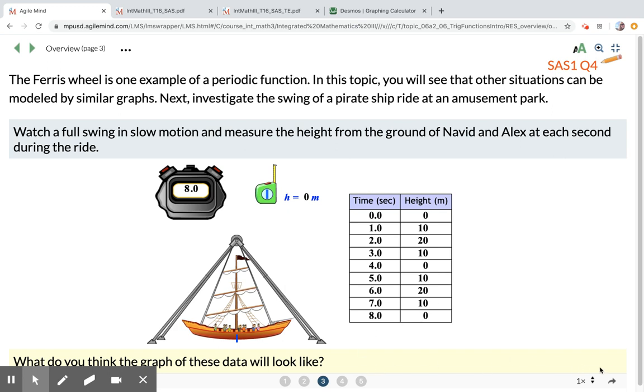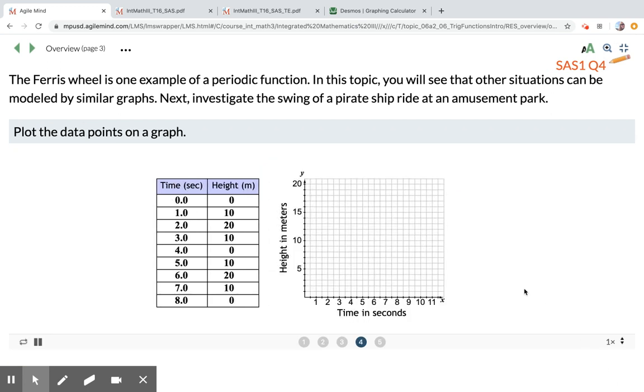All right, let's keep the party going. So did you plot your points? I did. And here they are. Oh, so pretty.